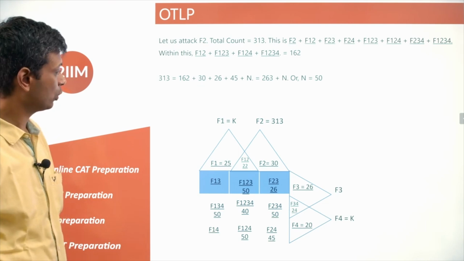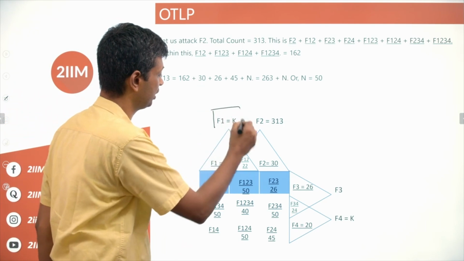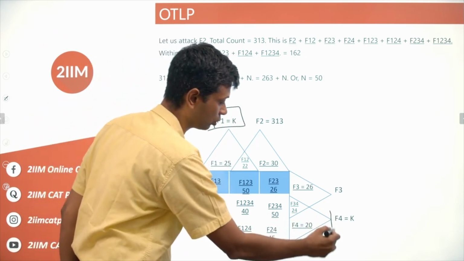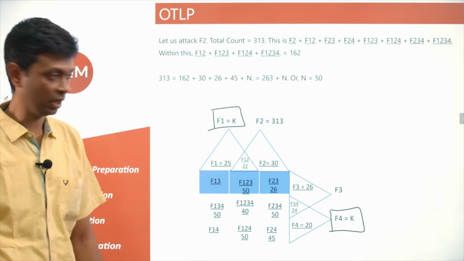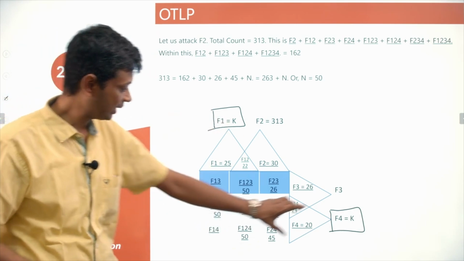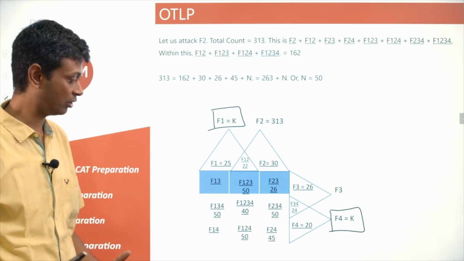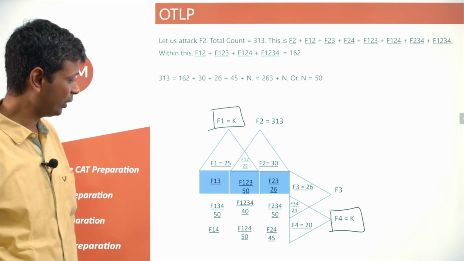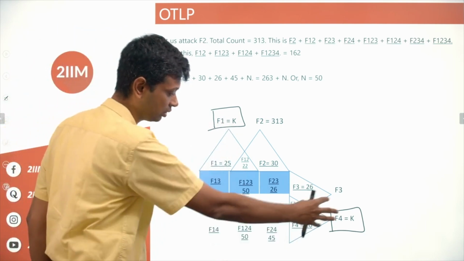Now what are we going to do? We're going to attack the next nugget that we have not used, which is F1 is K and F4 is also K. So F1 and F4 are both K. So add everything up, and then equate the two. We should find something that is missing from this nugget. One way of doing that is to do that. I'm going to do a slight variation. I'm saying this is F1, this is F4.